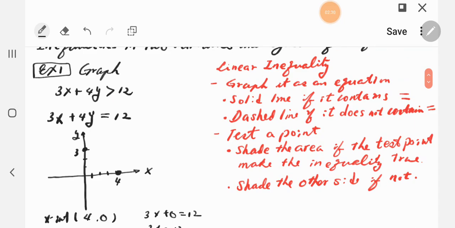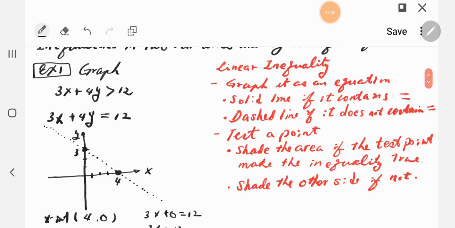And there's no equal sign. The inequality does not have an equal sign, so we will draw a dotted line connecting these 2 points. So this is the straight line, I mean the line for the linear equation.